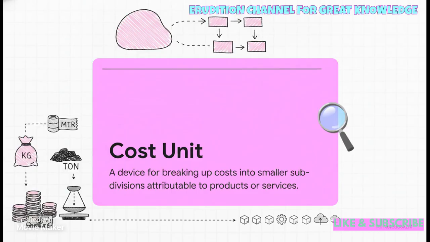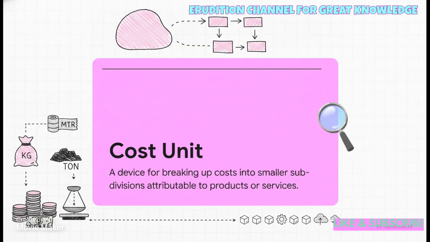Once you've accumulated all those costs, how do you express them so they make sense? That's where the cost unit comes in. It's your essential measuring stick. It's a unit of a product or service that lets you break down total massive expenses into meaningful subdivisions. So we're talking about things like the cost per kilogram of raw material, the cost per meter of fabric, or the cost per liter.